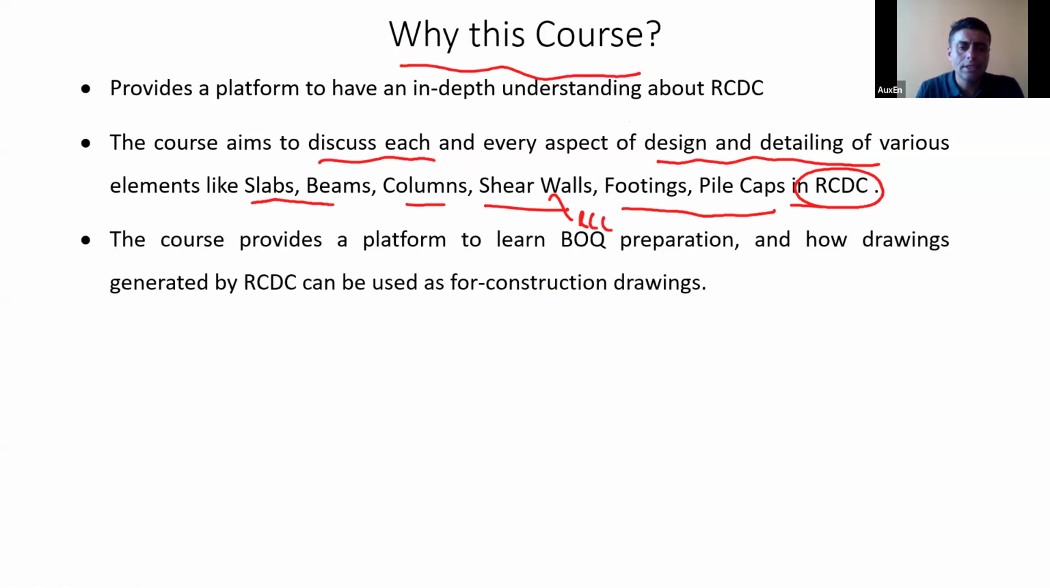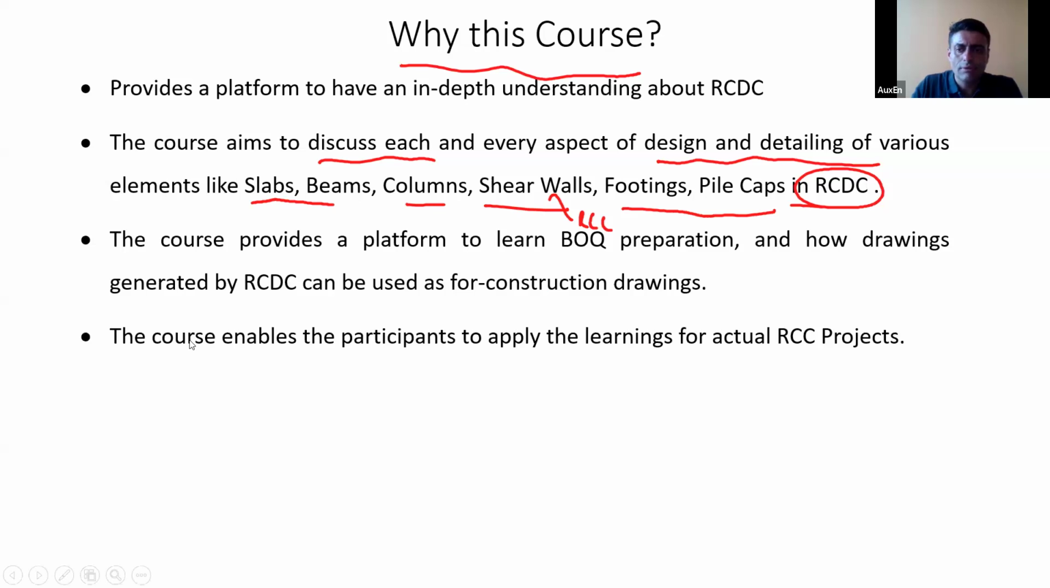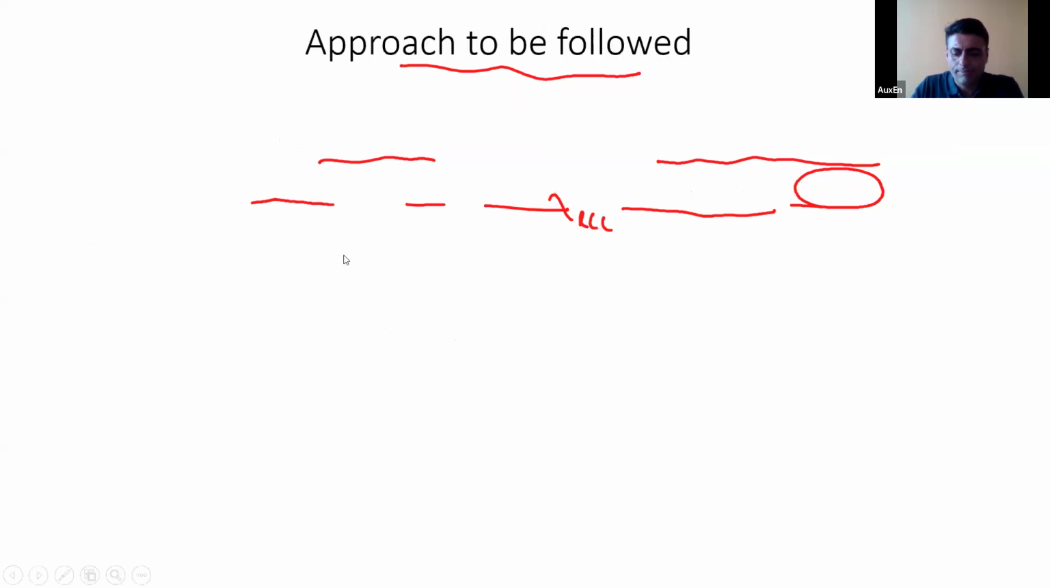And then once we understand all these elements, we will also learn and discuss how the BOQs are being calculated, the way in which drawings are being generated by the software, and how we can use those drawings for our actual projects also. Once we understand the different RCC elements, we will take up one project and try to apply all the learnings of our sessions to this project, and try to do this project in RCDC as you would do in your design office.